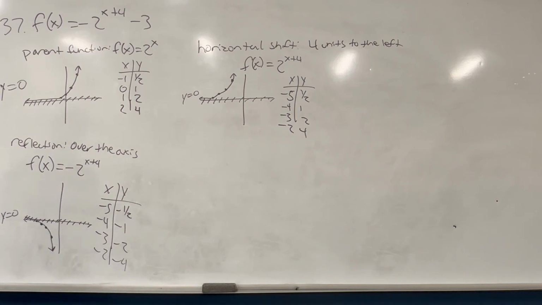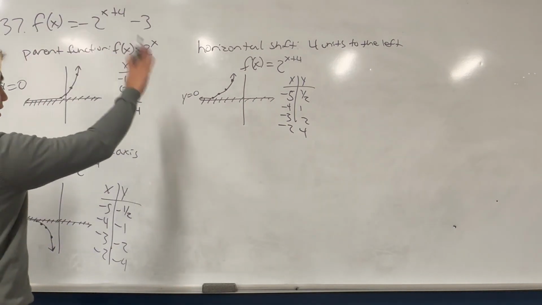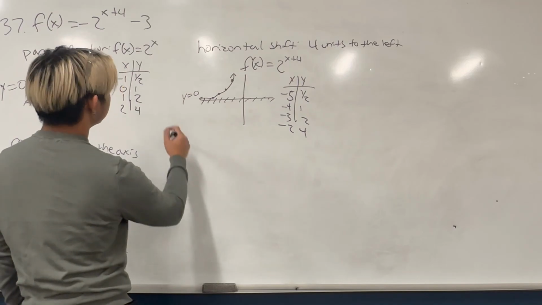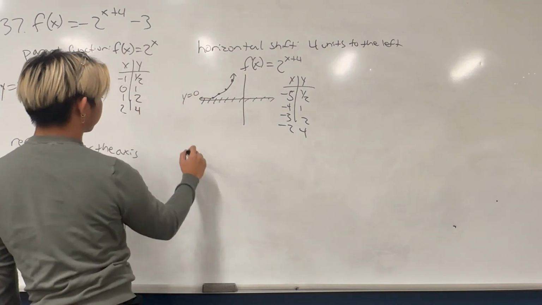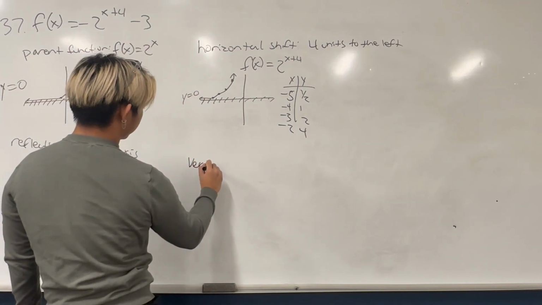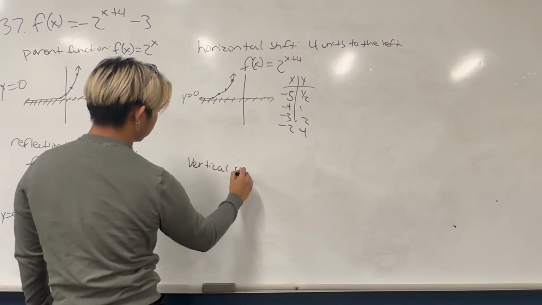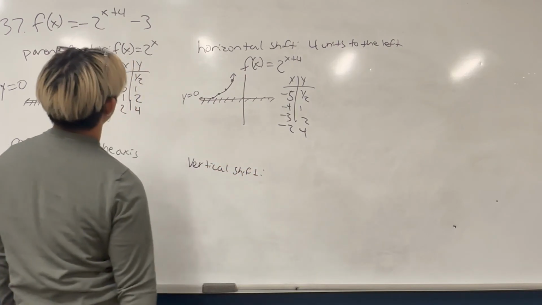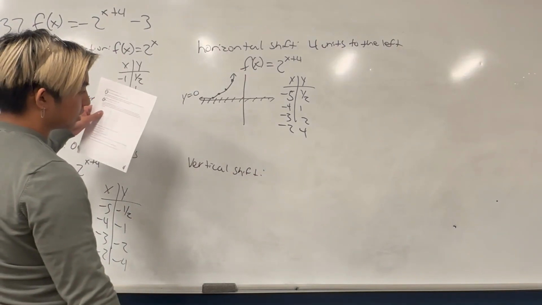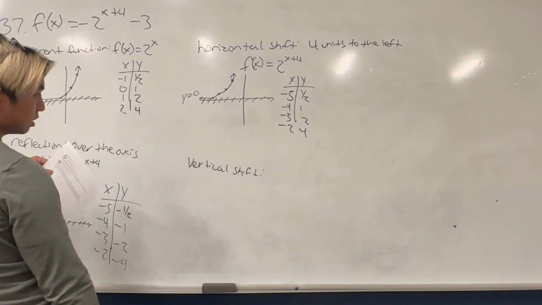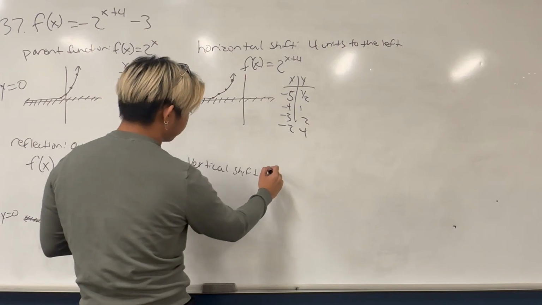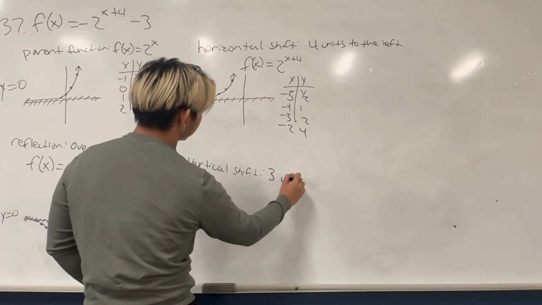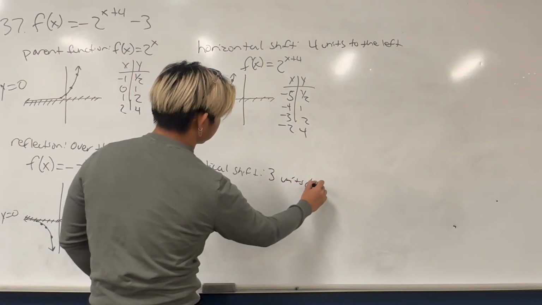So now our final transformation is a vertical shift, right? Because of the negative 3. Vertical shift, right? And then we have a negative 3. So what does that mean? We're moving down 3 units. 3 units down, I'll say.